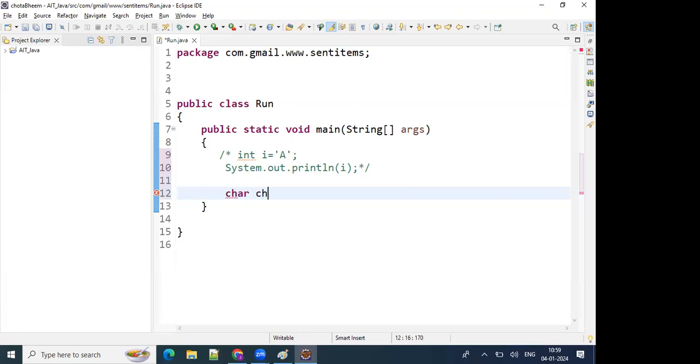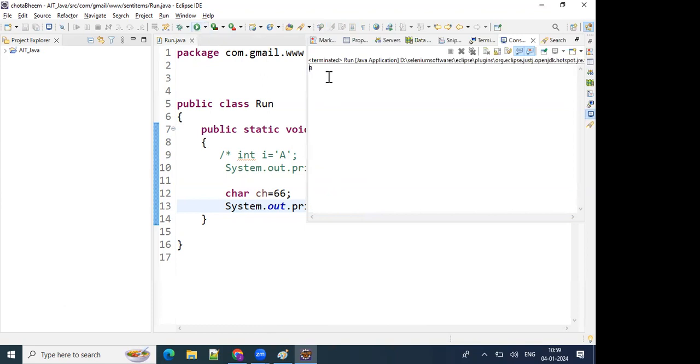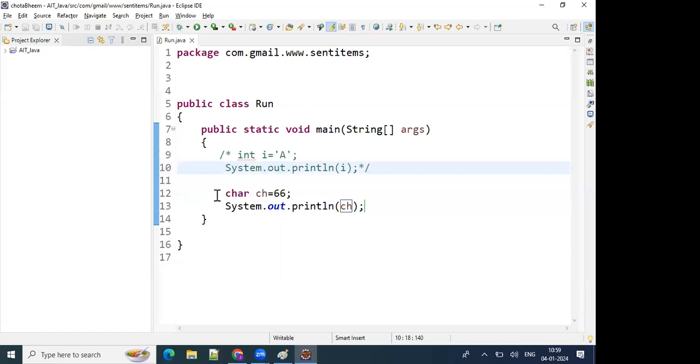Then char ch = 66. This is also widening. What will be the output? Okay, make a note of this example.